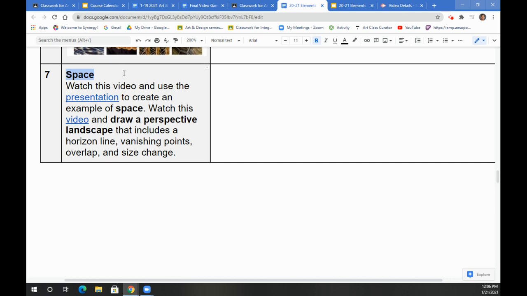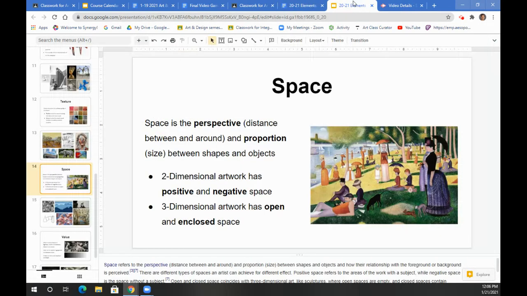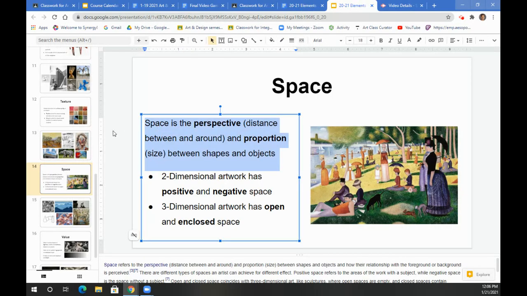For question number 7, you'll be focusing on space. You're currently watching this video, but use this presentation to create an example of space. Let's look at the definition of space before we answer the question. Space is the perspective, which means distance between and around, and the proportion, which means size, between shapes and objects.